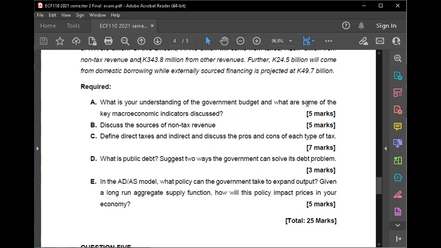So I think all these are pretty much theoretical, right? Define direct taxes and indirect taxes, discuss sources of non-tax revenues. So you have things such as royalties. I think there's a big list in your lecture notes that was given under the public sector. So all these answers are found there. You have things such as royalties, penalties that the government can earn. You have road tax, not this non-tax, right?